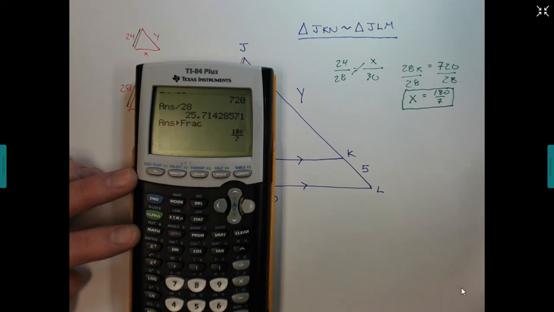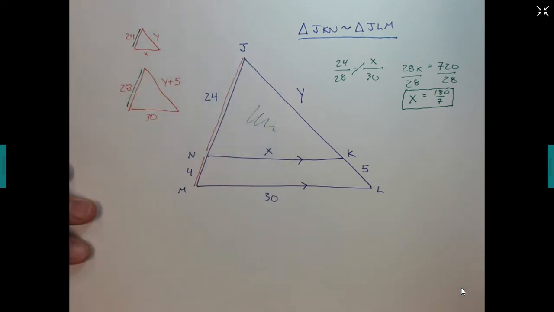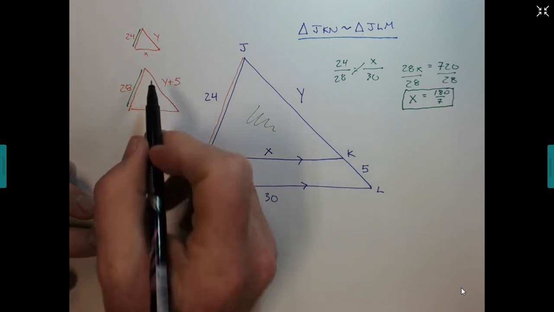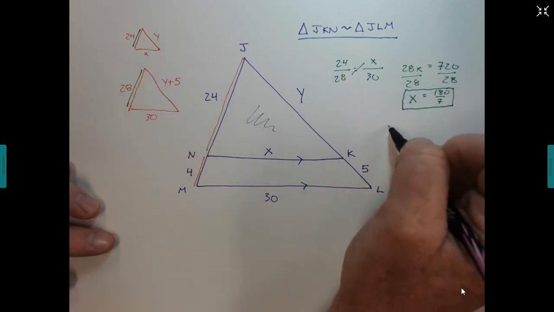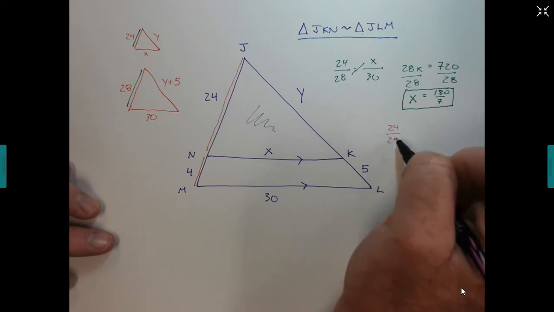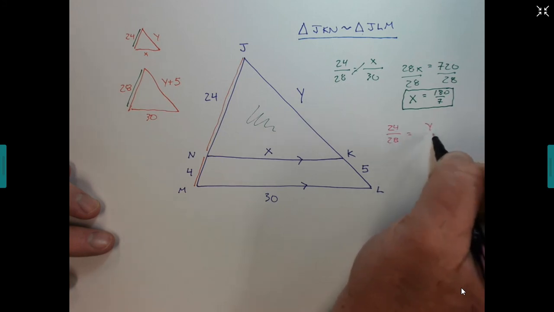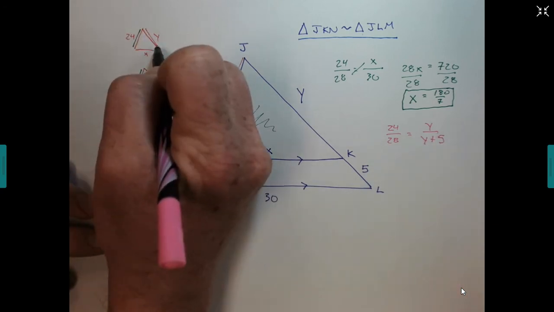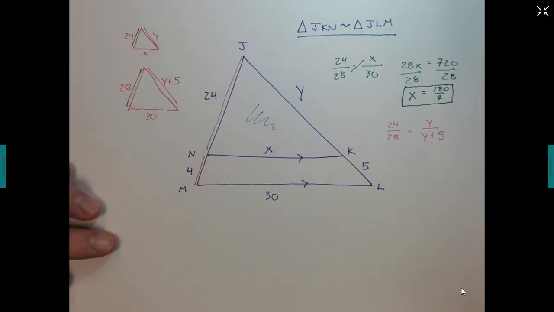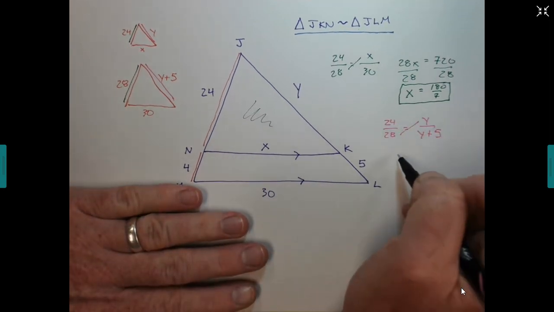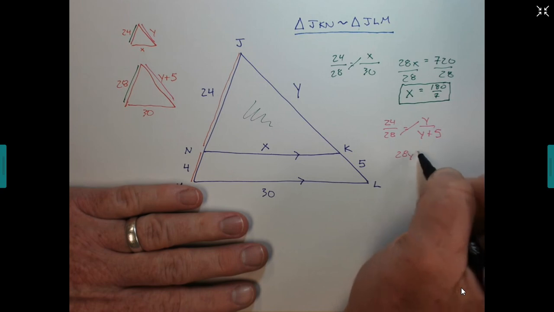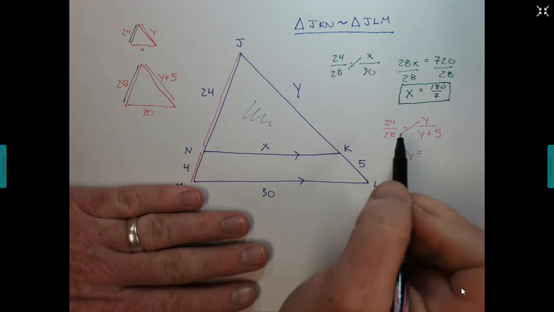All right. So the other proportion that we could have set up, if I want to solve for y, again, I want to use that 24 over 28, and then I'm going to have to use y over y plus 5, because y matches up with y plus 5. And now here we go at it again. 28 times y is 28y. We have to be careful here.